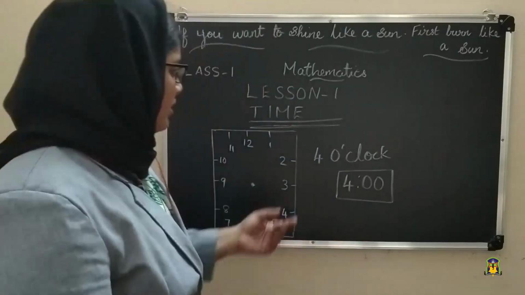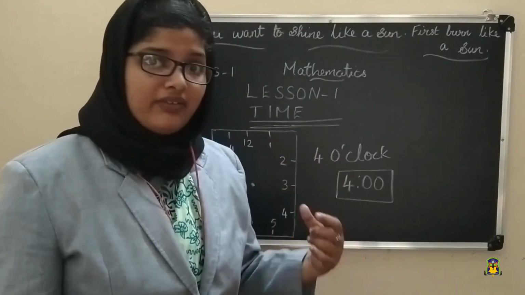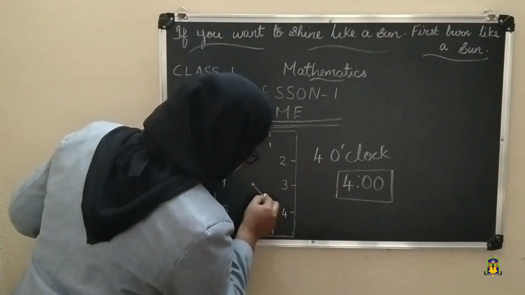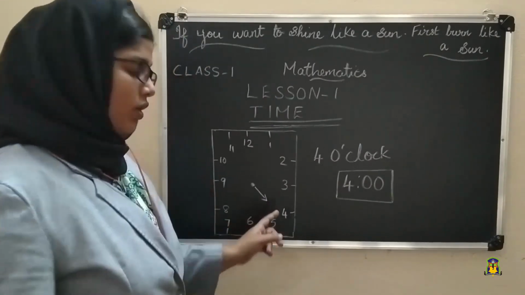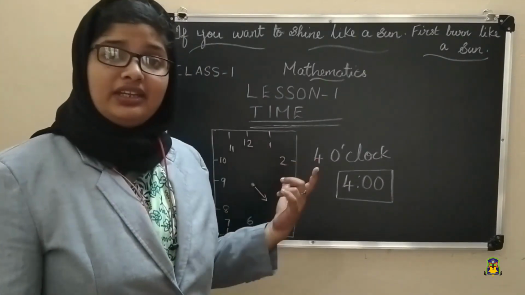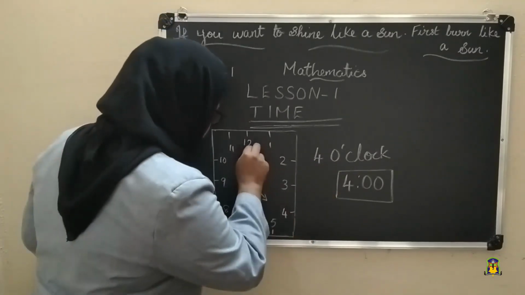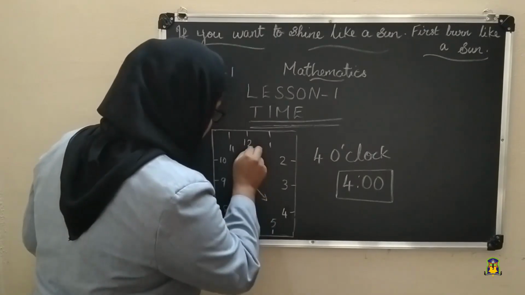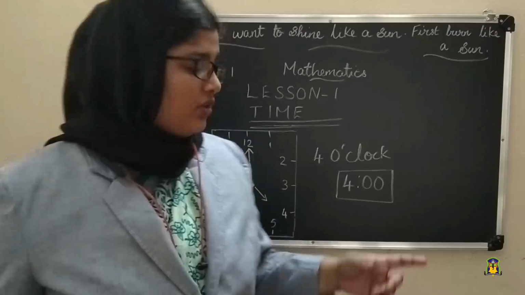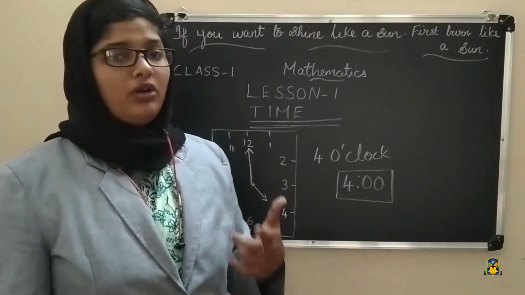Okay. So 4 o'clock. The hour hand should be on which number? Yes, 4. So the small one only you have to draw, towards 4. Then where will be the minute hand? Yes, 12. So that hand you have to draw as long. Minute hand you have to draw as long. So this is 4 o'clock. Okay.